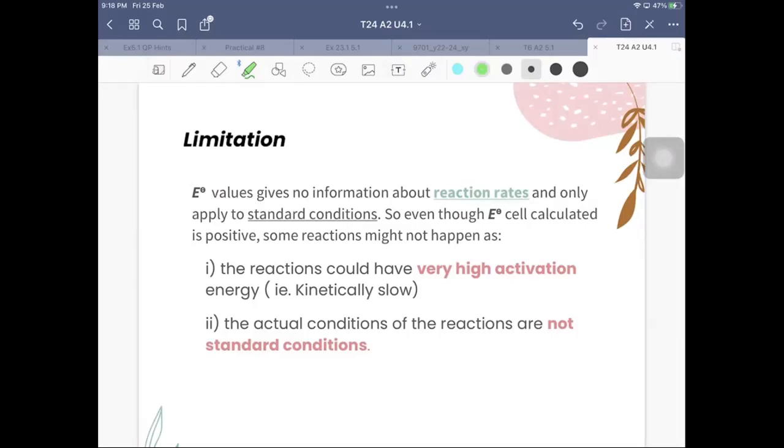And also it only applies to standard conditions. So once you change the concentration, then of course, things will change. So even though the E-cell calculated is positive, which in theory and thermodynamically is feasible, some reactions may not happen because one, maybe they have high activation energy, and secondly, in practice the standard conditions are not being met. Okay, as much as we'd like to get as accurate as possible, sometimes the concentration will change, the temperature will change, and this will affect the value of your E-note value. And then eventually it will affect your E-cell.